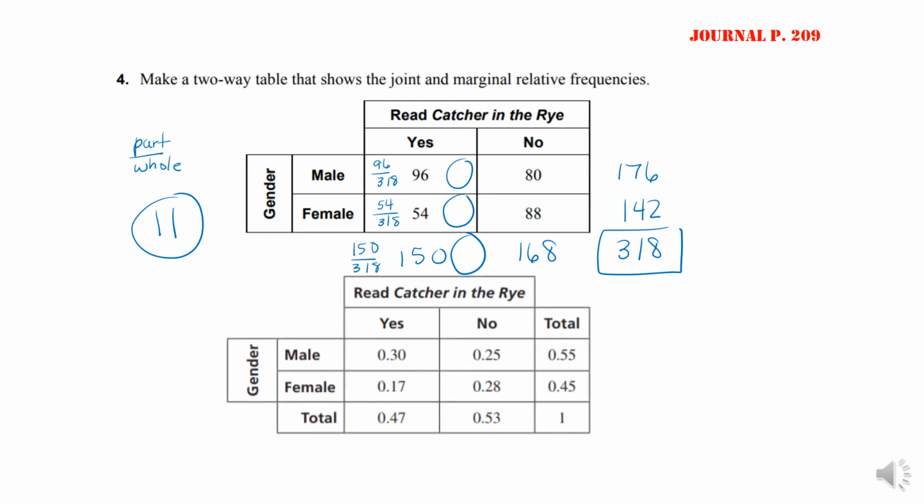Okay, so here's what your joint and marginal relative frequencies should look like. And hopefully yours worked out. And remember that the rows and the columns should always add up to 1.